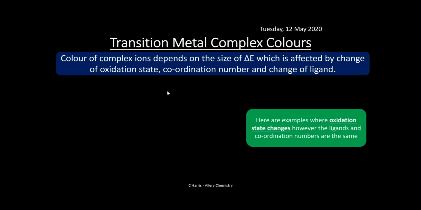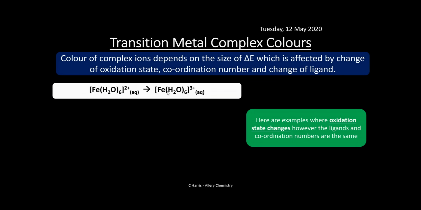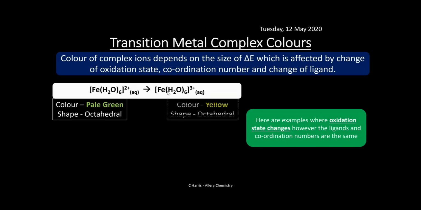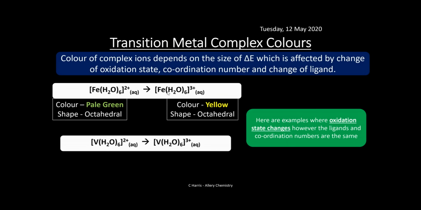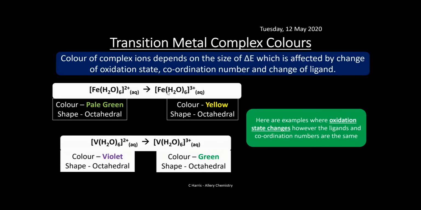Okay, so let's look at some examples where the oxidation state changes, but the ligands and coordination numbers remain the same. So here you've got Fe2+ going to Fe3+. So pale green, still octahedral, but yellow and octahedral. So all we're doing is changing the oxidation state. And here's your vanadium one, going from vanadium 2+ to vanadium 3+. So it's violet, octahedral, and green, but still octahedral. So this is a really important difference. It's not just the type of ligands or the shape, it's also the oxidation state, which also has quite an important role with this as well.